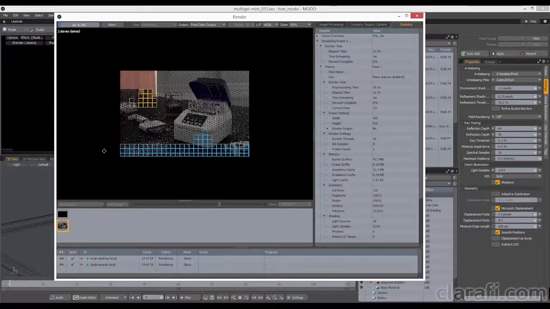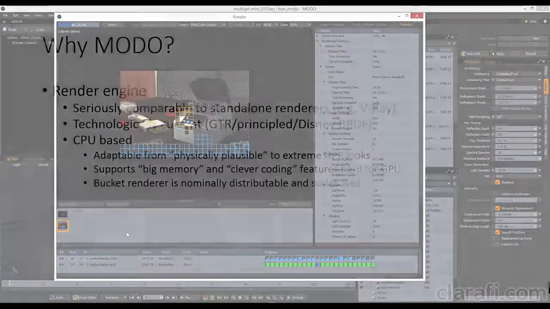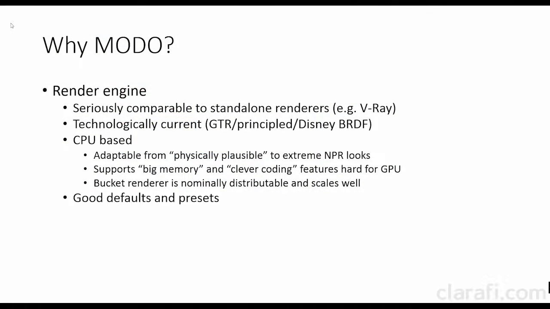The bucket renderer is distributable, so you can have multiple machines working on a single frame or a series of frames. But the built-in network rendering system has been a sore point lately. A lot of the bugs from the 801 cycle have been fixed, but it's still a little touchy to set up. And if you're depending on having a local render farm, this is one area where a third-party tool may be necessary. Back on the plus side, the defaults and presets are quite good.